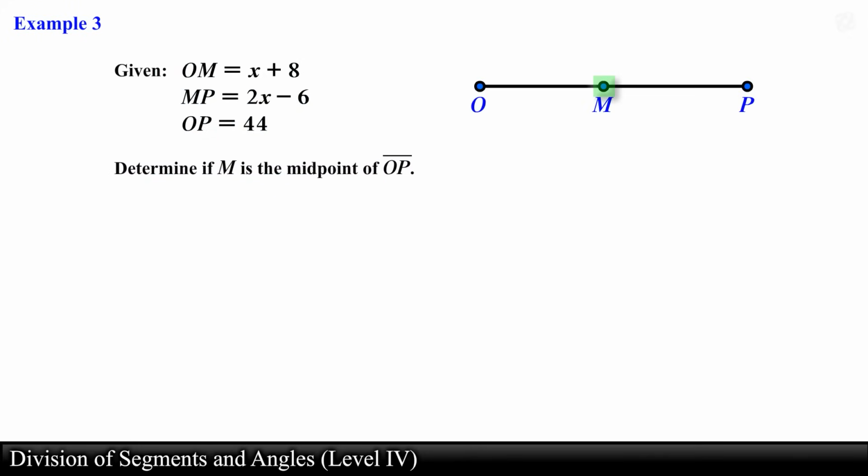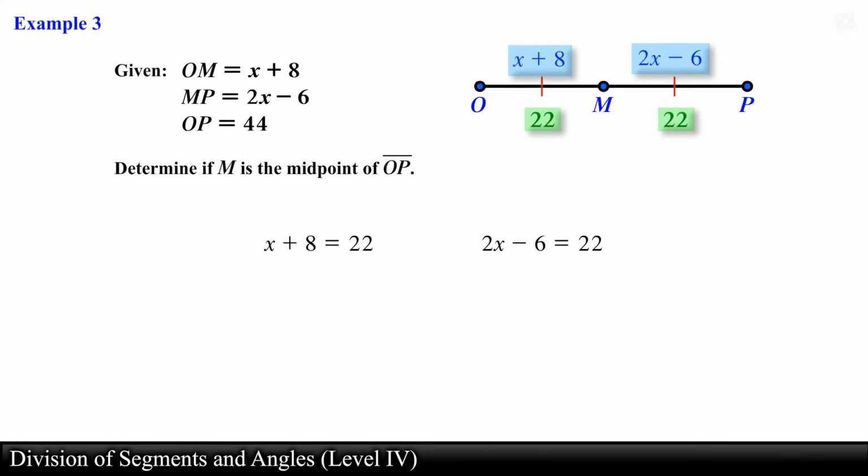In order to determine if point M is the midpoint of line segment OP, we are going to use the definition of a midpoint, along with the algebraic and numerical expressions provided in the problem. We know that the length of segment OP is equal to 44, so if point M is the midpoint of line segment OP, then it will bisect the segment into 2 congruent segments, each measuring half of 44. In this case, each one will measure 22. We can use this length and set it equal to the algebraic expressions representing segment OM and MP.